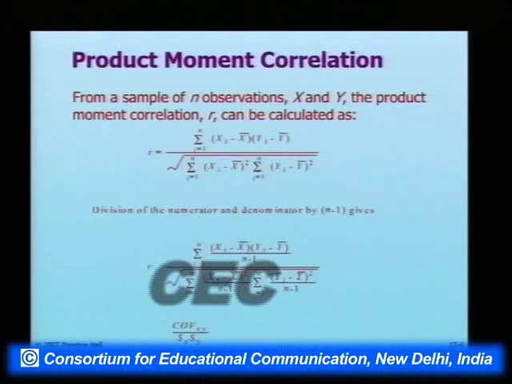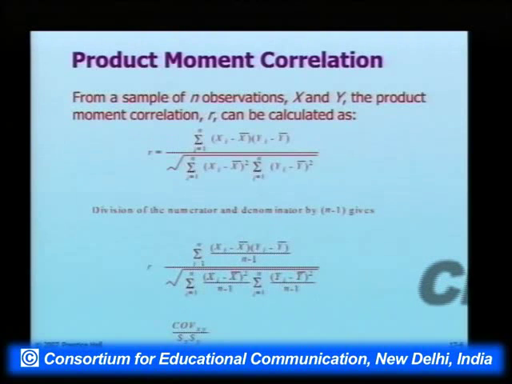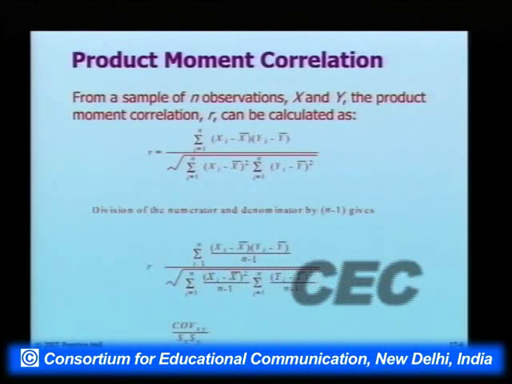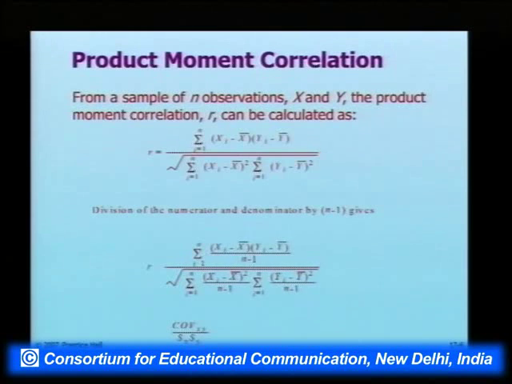For a sample of n observations between x and y, usually y is considered the dependent variable and x is considered the independent variable or variables. The product moment correlation or Karl Pearson correlation coefficient can be calculated as the summation from 1 to n of (xi minus x bar) multiplied by (yi minus y bar), divided by the square root of the summation of (xi minus x bar) whole square, multiplied by the summation of (yi minus y bar) whole square.